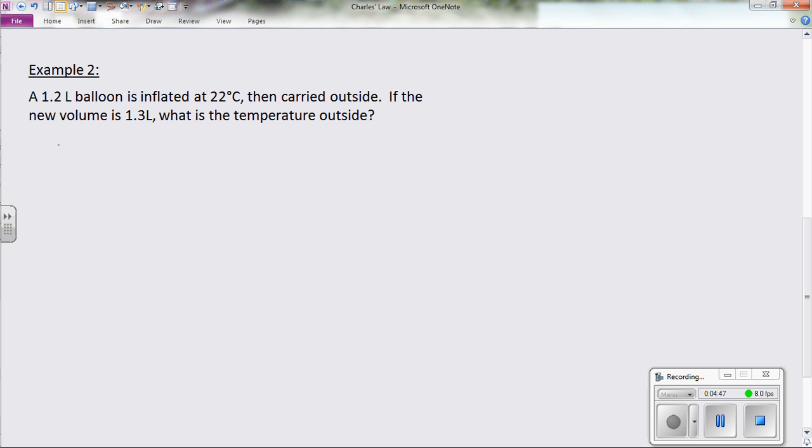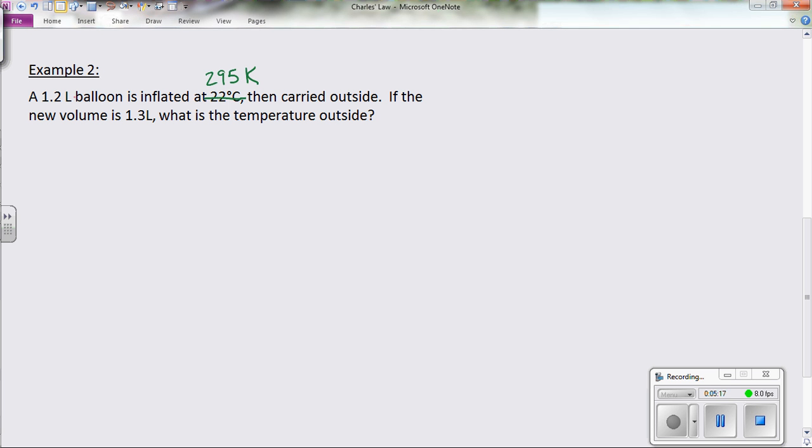Example 2. A 1.2 liter balloon is inflated at 22 degrees Celsius then carried outside. If the new volume is 1.3 liters, what is the temperature outside? Now, we're doing gas laws. My red flag is my degrees Celsius, so I'm going to cross that out. I'm going to add 273, which would give us 295 Kelvin.